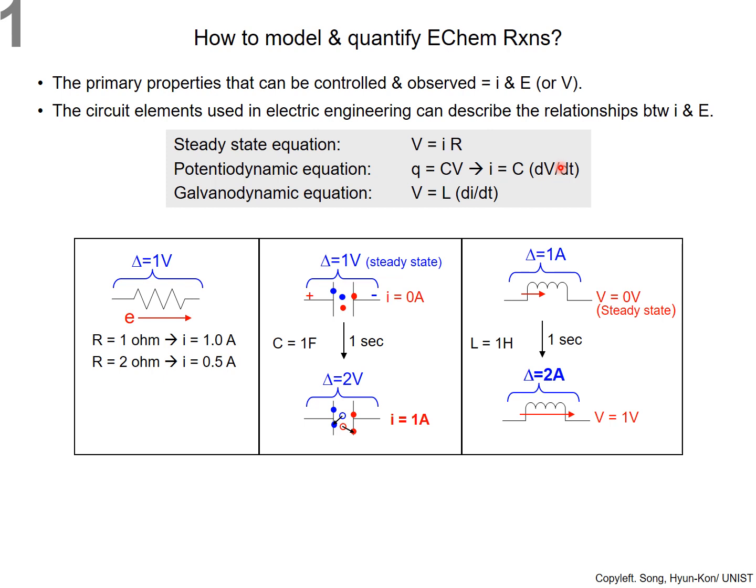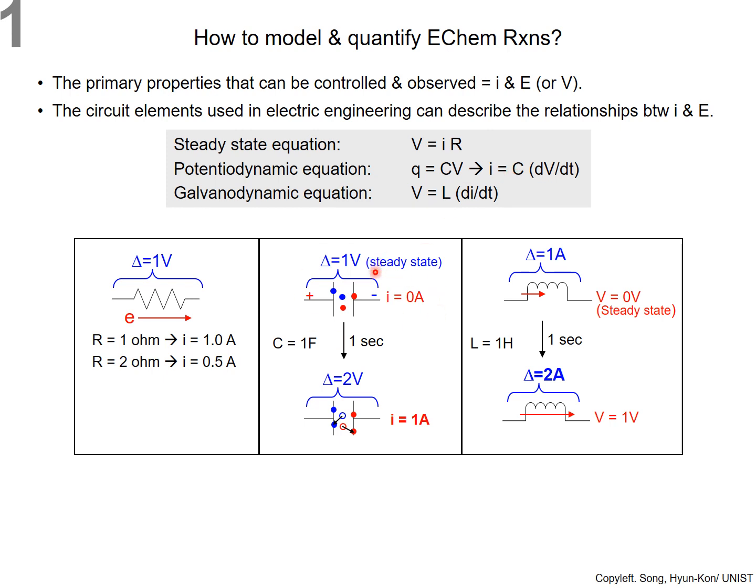Only when your potential is varying with time can you obtain the current. That is the capacitance equation, and let me say this equation is a potential dynamic equation because you are changing the potential with time. It is not the steady state. At steady state, you cannot obtain the current because dV/dt goes to 0, so the current is 0.